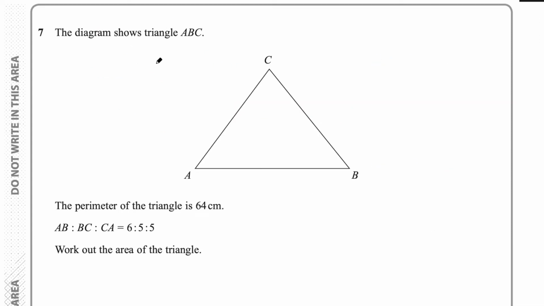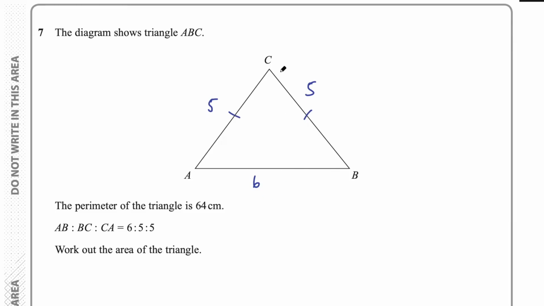Question 7 says the diagram shows triangle ABC. The perimeter of the triangle is 64 centimeters. The ratio of the sides is 6 to 5 to 5. Work out the area of the triangle. Okay, so AB is 6 parts and the other two are 5 parts. Well, that already tells you it's an isosceles triangle if these two sides are equal.